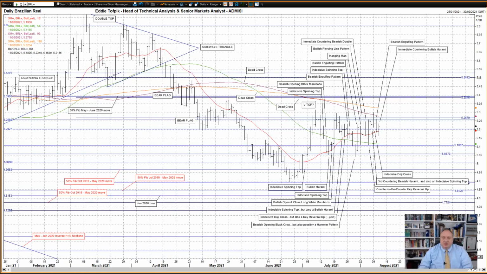US dollar against the Brazilian real. A reactionary bullish white soldier yesterday, as well as an immediate countering bullish harami. This after the previous session's bearish engulfing pattern. Topside is still limited by the two lesser Fibonacci levels at 525.65 and 526.79, especially on a closing basis. But perhaps more importantly, by the proximity overhead of the declining medium moving average, currently 527.68.